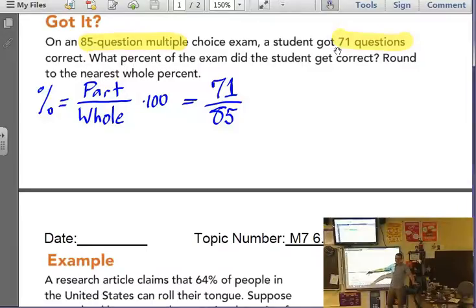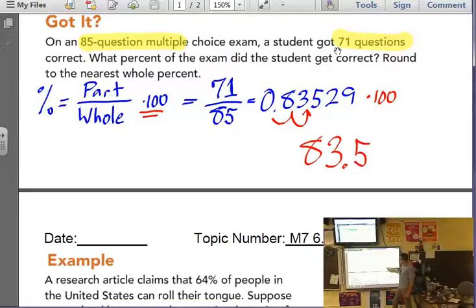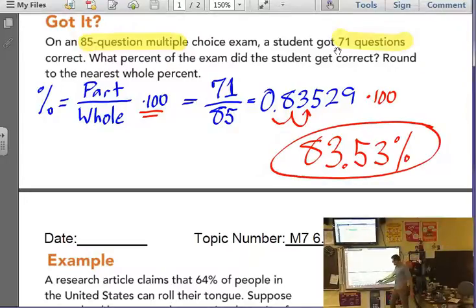So I momentarily forget about the times 100. It's just distracting. I do my division and get it in decimal form. Xavier, what was your decimal form here? 0.83529. That's good. Well, yeah, we'll put the 9. Then we do our times 100, which really just moves my decimal 2 places, and this becomes 83.53 if I round it, percent.